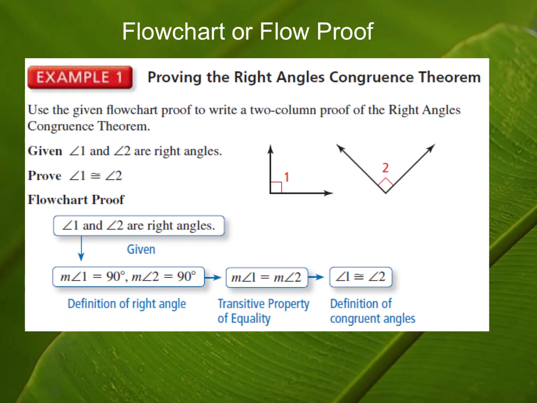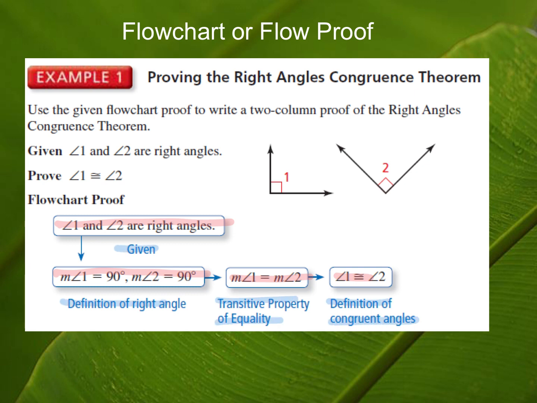So here is an example of a flowchart or a flow proof. So notice they're using arrows and boxes to show how it flows. Everything in the boxes, these would be your statements that are going to go in the first column. And then everything in blue underneath, these are all the reasons.